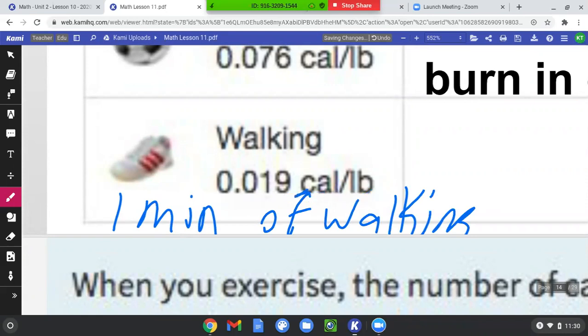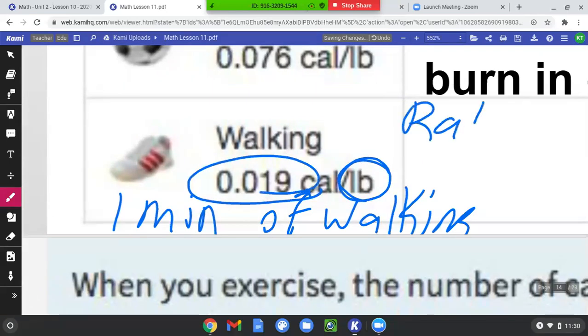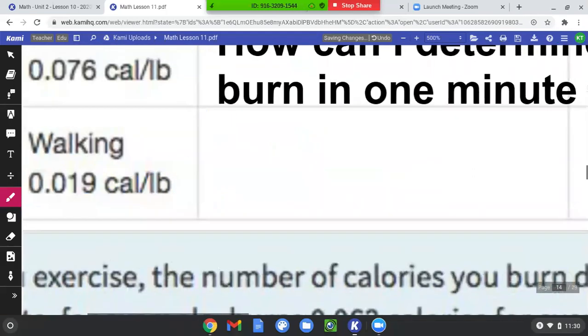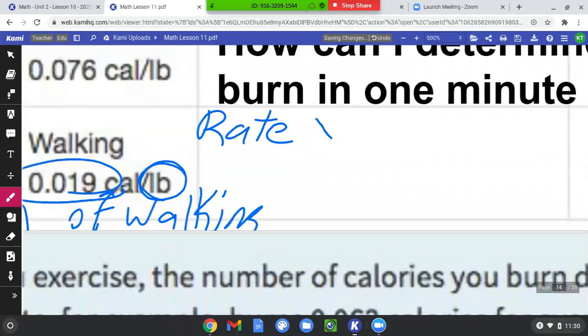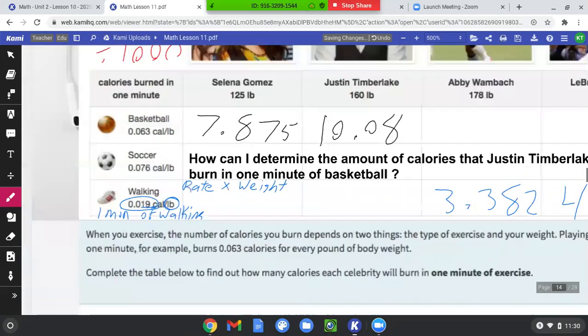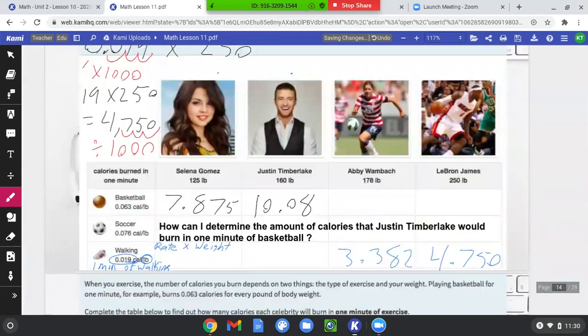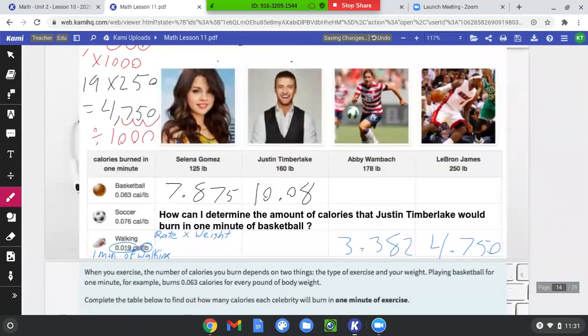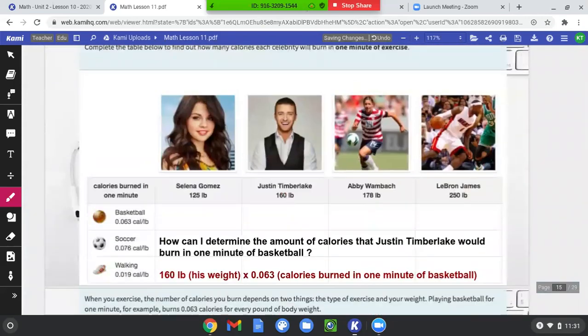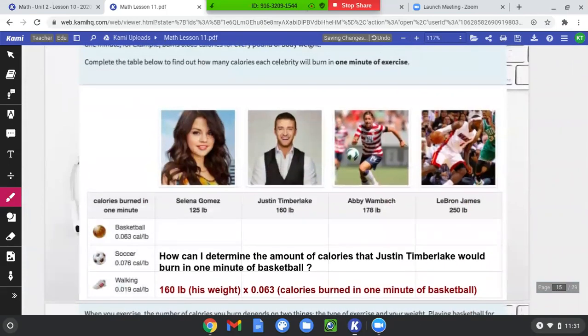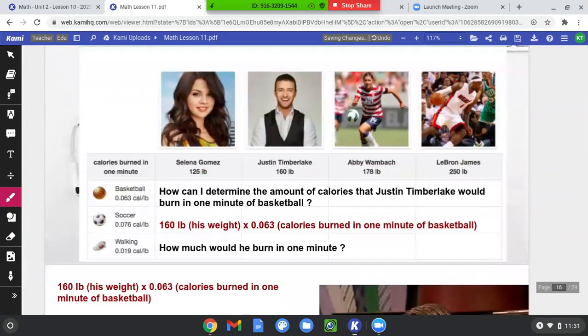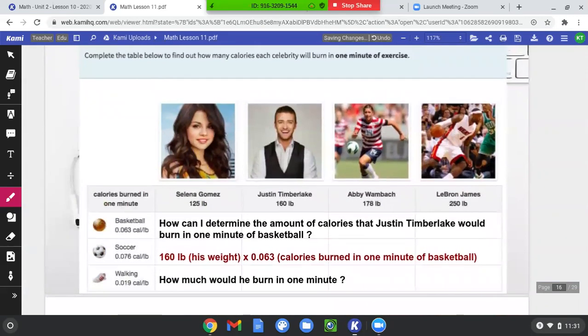So we multiply your weight by the rate. We do rate multiplied, that's an ugly multiplication sign, weight. All right. Great job, scholars. We would do the same thing for soccer. I'm going to show y'all each different slide. Pause it and take notes.